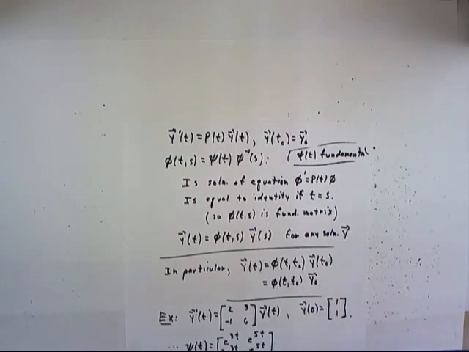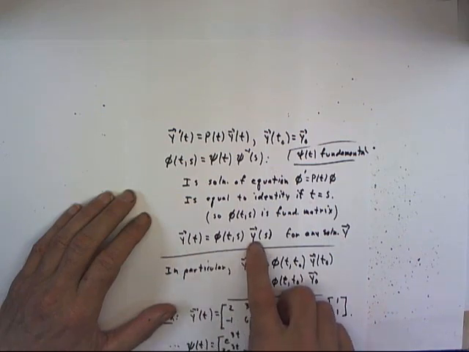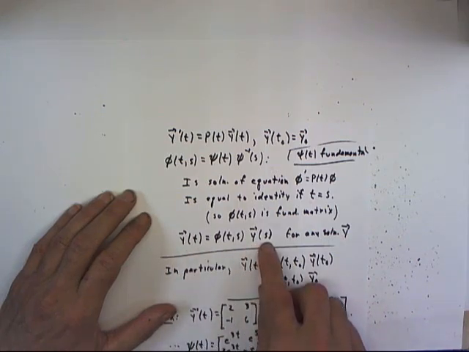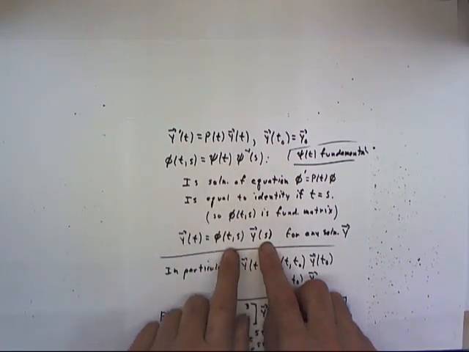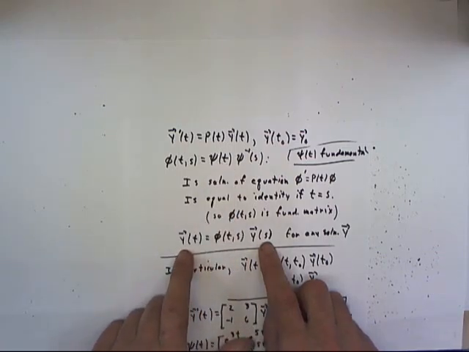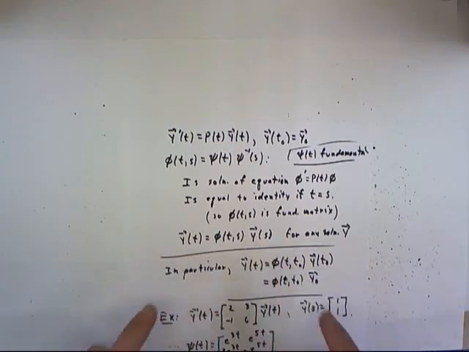The main property that I'm going to simply assert at this point without proving in detail is that if y of t is a solution, then multiplying that solution at some time s by the phi of t, s matrix defined here gives us our y of t. And in that sense, this matrix propagates a solution from time s to time t.